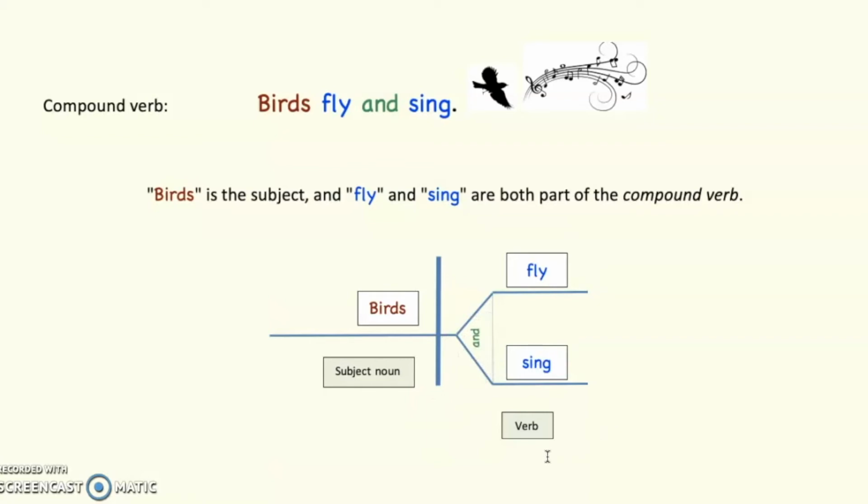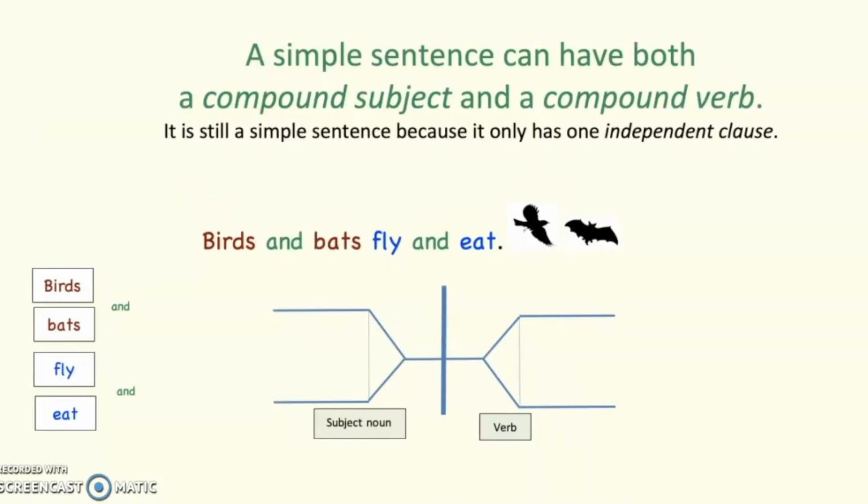So this whole thing here represents the verb part, and over here represents the subject part. Since we only have one dividing line here, we know that we're still dealing with a simple sentence. Even though we have a compound verb, we still only have one clause here. And a simple sentence can have both a compound subject and a compound verb. It's still a simple sentence because it only has one independent clause.